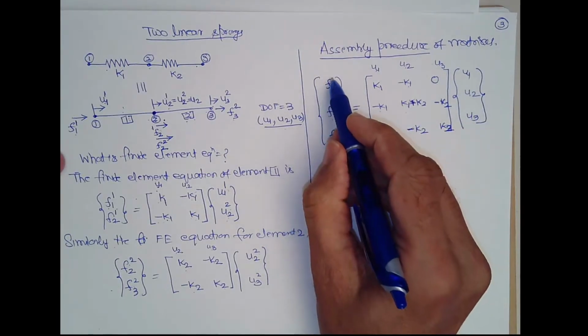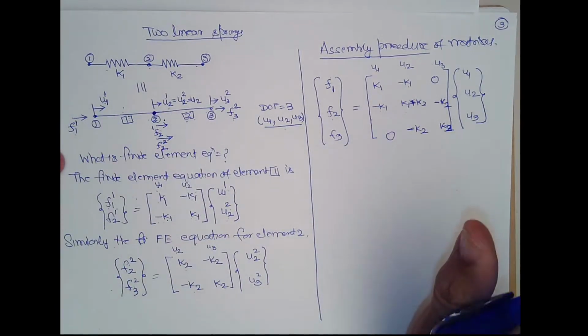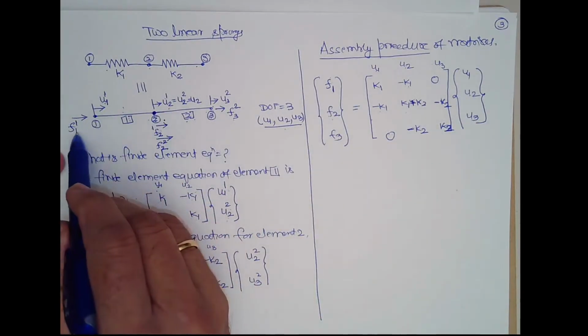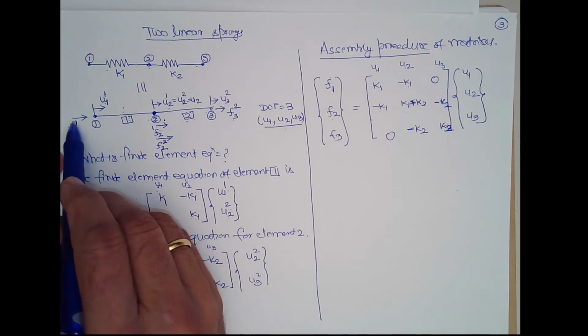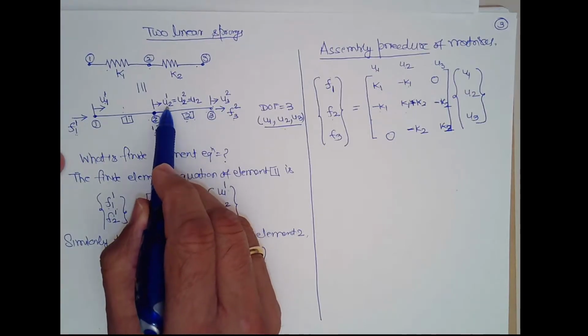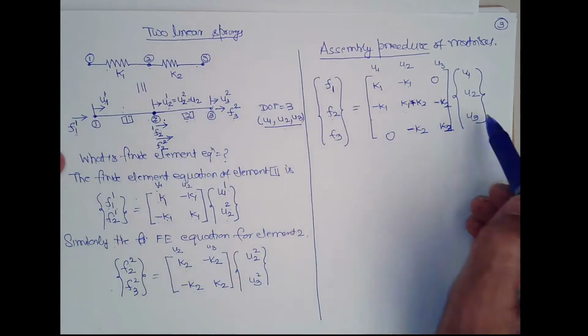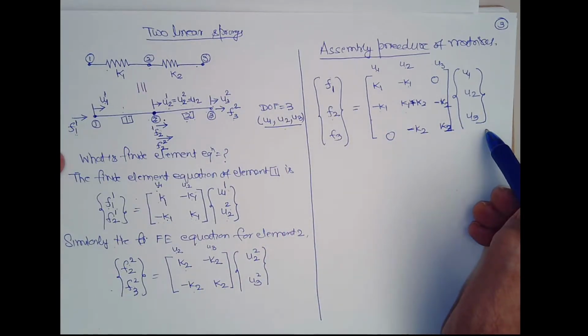I have dropped the notation F1 here for element 1. I am understanding myself that if this is F1, then it connects to element 1. And U2 for 1, U2 for 2, it becomes U2. So simply I have written this way.